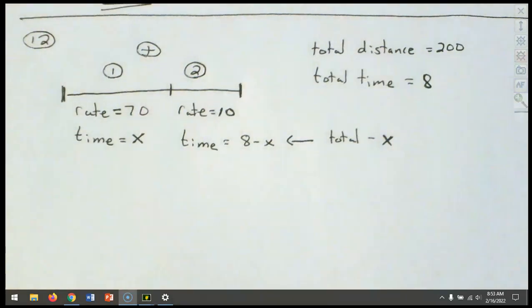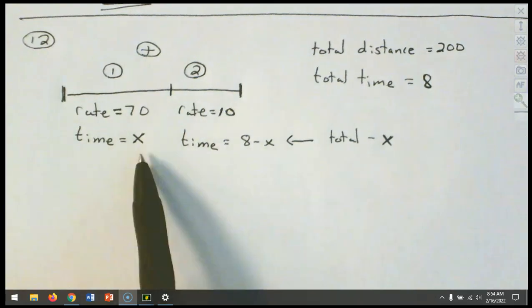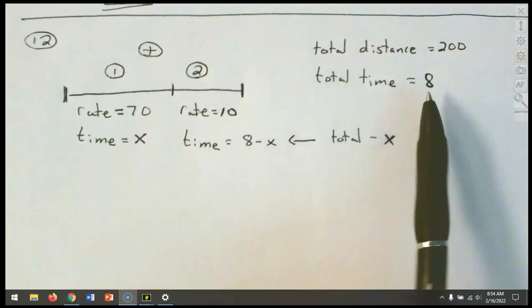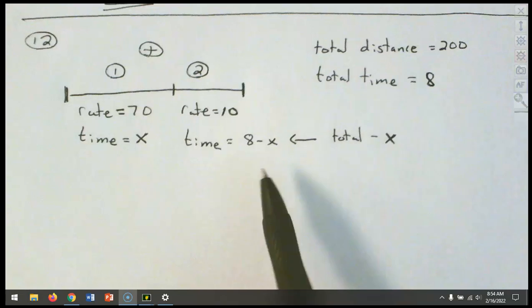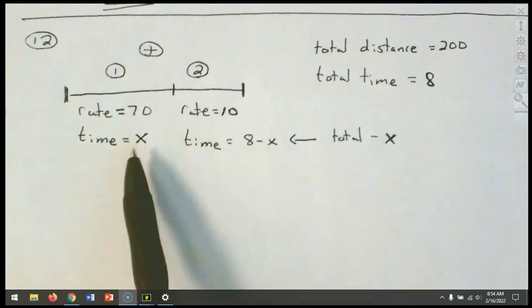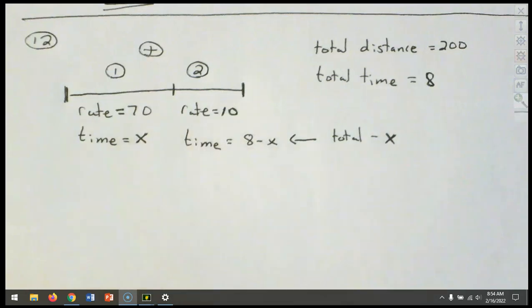Unknown amount of time at 70, we don't know. Unknown amount of time driving in the accident, we don't know. But we can't use X twice. So one of them is X, the other one is going to be the total minus X, which in this case is 8, because 8 goes with our time. And when we add these together, one X is positive, one X is negative, they cancel out, and that gives you 8, which it should be. It should be total time of 8.